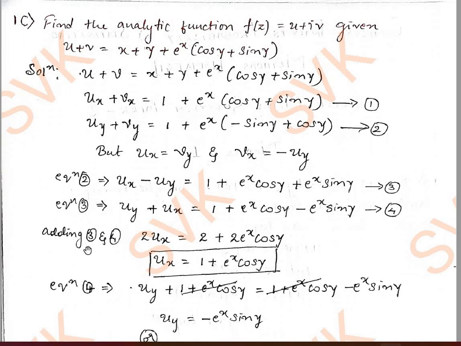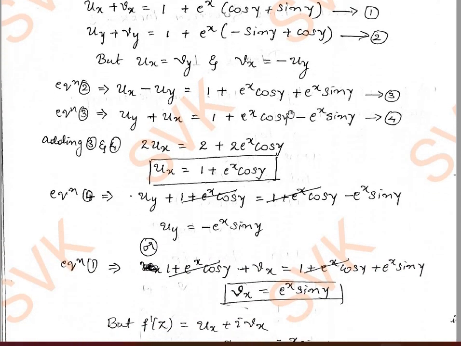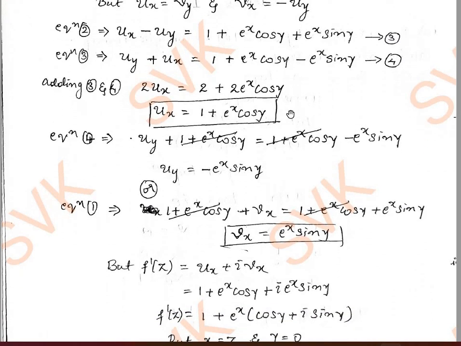On adding 3 and 4, I am going to get u_x as 1 plus e power x cos y. So directly you can substitute this u_x value in equation 1. I have given an alternate method also, you can substitute that in equation 4. In equation 1 I have substituted and I will get v_x as e power x sin y.